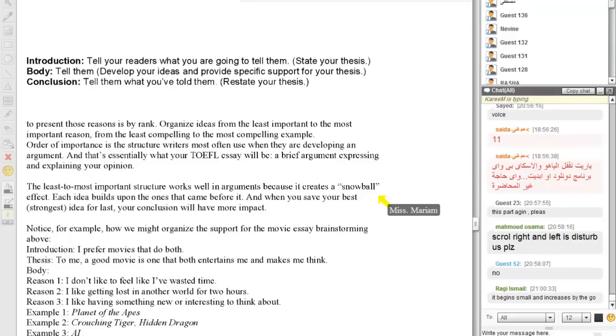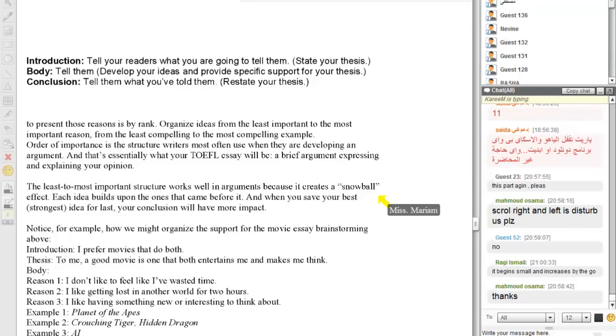Excellent, very good, Mr. Raji. It begins small and increases by time, or by the go. Okay, it begins small and increases by the go.